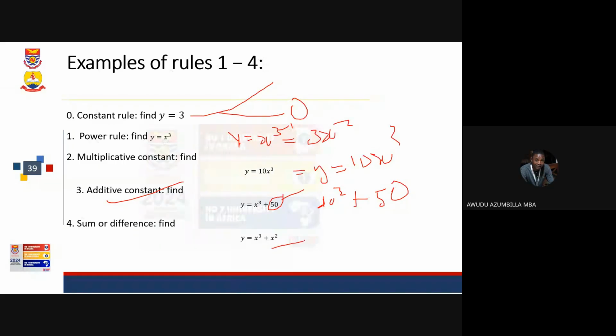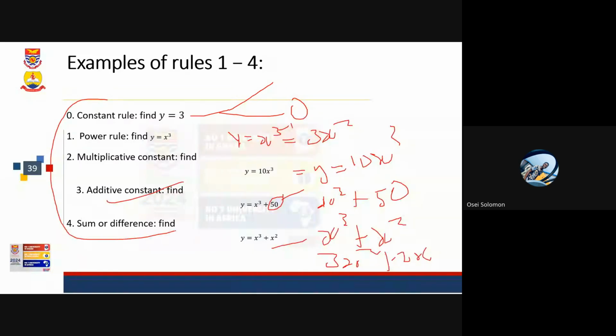What about the last one? What will you get? You have x cubed plus x squared. What will you get here? 3x squared plus 2x. Exactly. Yes. So these are the basic things.